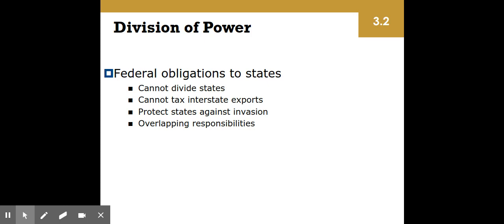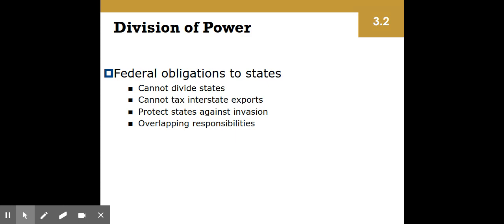Federal obligations to the states. The federal government can't divide states. The federal government cannot tax interstate exports, so even they cannot basically tax trade between states. They must protect states against invasion, and of course, they all have concurrent powers and responsibilities.